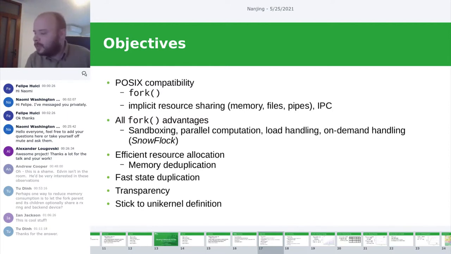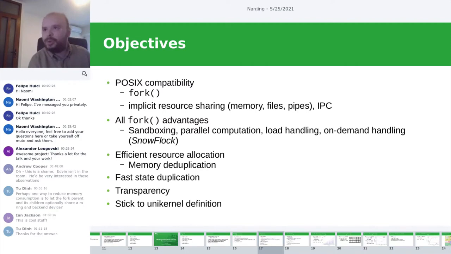Of course, we don't want to stick to that, and we want to keep all the fork advantages as we know them and have been reiterated many times in the literature before. Then we want to do the cloning efficiently, meaning that we want to reuse resources as much as possible. And we want to do it fast, meaning that the cloning process itself has to take less time than instantiating the same domain from scratch.